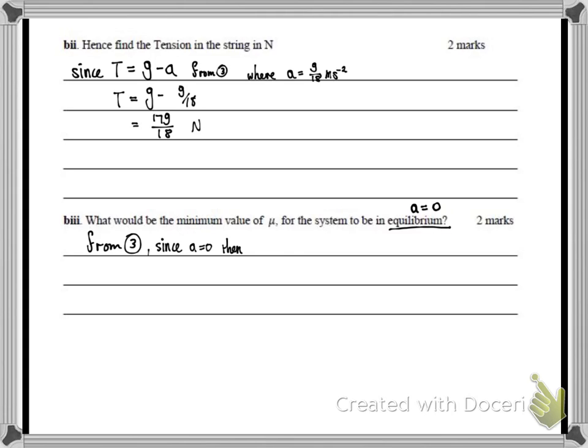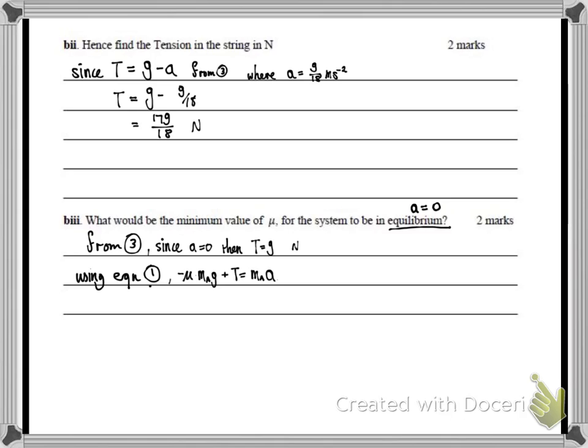Now, we've got to take that into account on both masses, because mass B gave us equation number 3, but that is for when the system does have acceleration. So now, for an acceleration of 0, the tension changes. The tension is just equal to g in newtons.